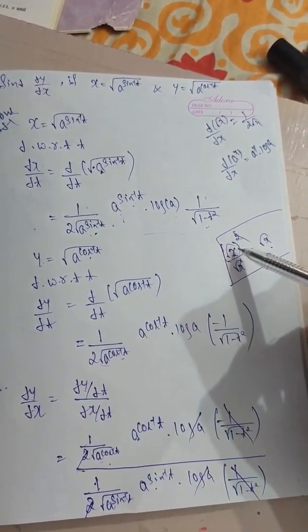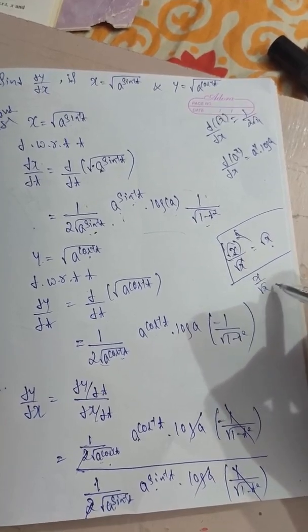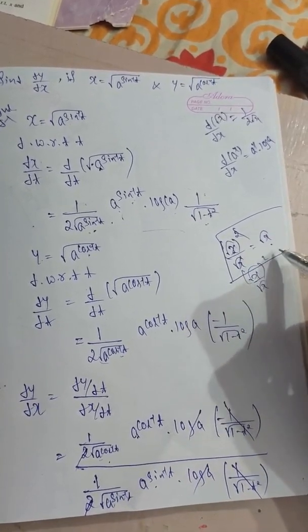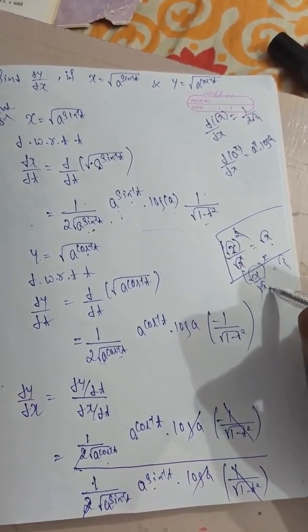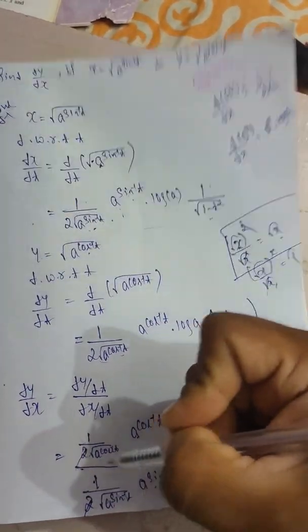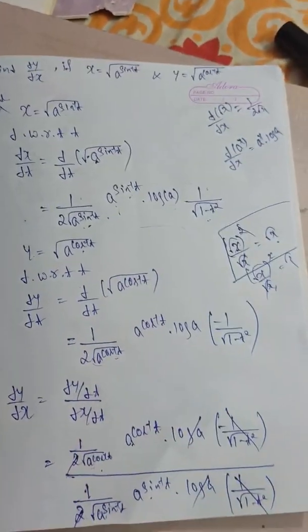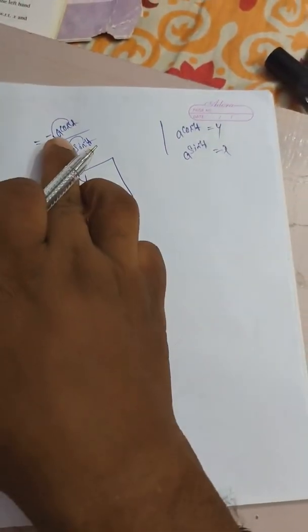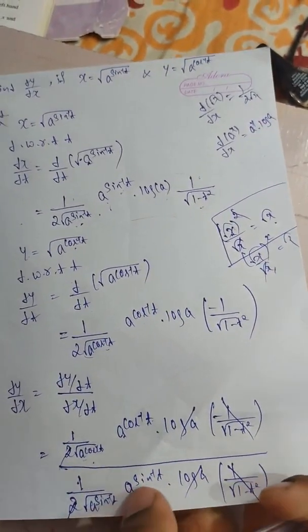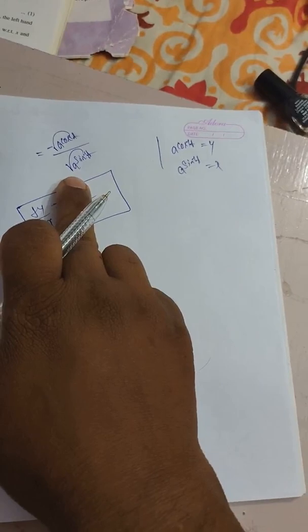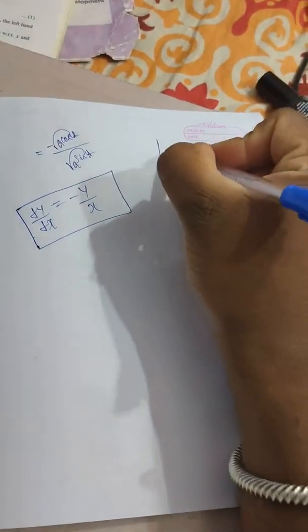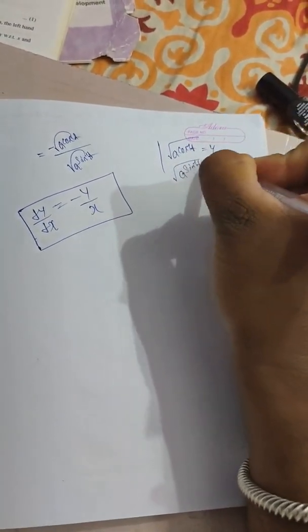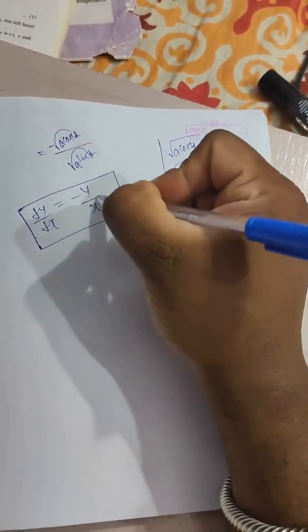Here if you have x by root x, the x can be written as root x whole square. Square and root cancel, so we are left with root x. By using this logic, a to the power of cos inverse t by root of a to the power of cos inverse t is root of a to the power of cos inverse t. Same as it is, a to the power of sin inverse t by root of a to the power of sin inverse t is root of a to the power of sin inverse t. Now root of a to the power of cos inverse t is y, and root of a to the power of sin inverse t is x. So dy by dx is equal to minus y by x.